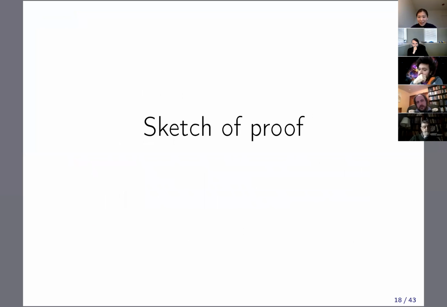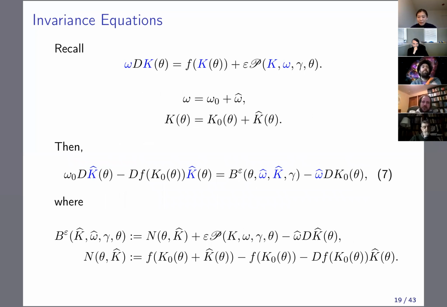Now let me give a sketch of the proof. Recall that right now our goal is to solve this functional equation, which we call an invariance equation. And since we expect the frequency and the parameterization to be close to the unperturbed ones, we do this kind of regrouping: omega equals omega 0 plus omega hat, and K equals K0 plus K hat. And then using the invariance equation of K0 and omega 0, and also the invariance equation of omega and K, we are able to get this functional equation to be satisfied by omega hat and K hat.